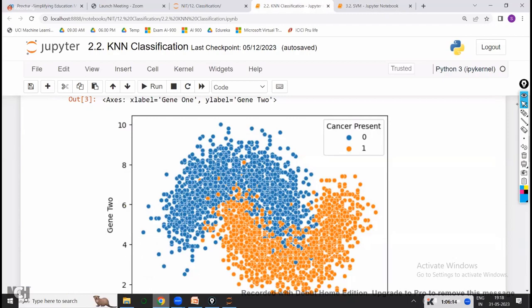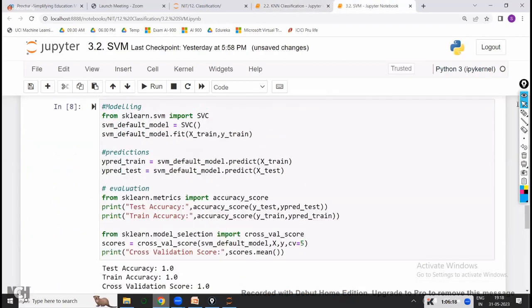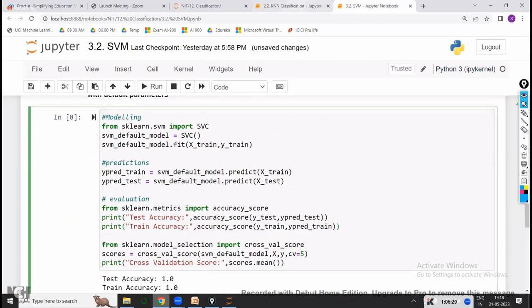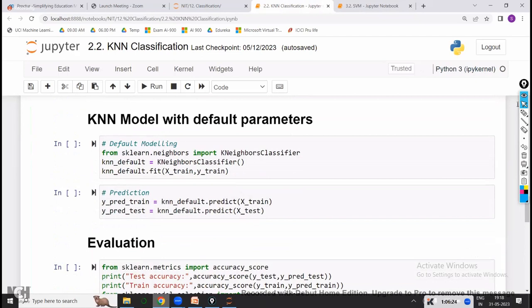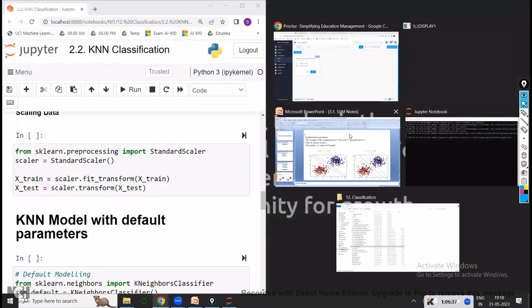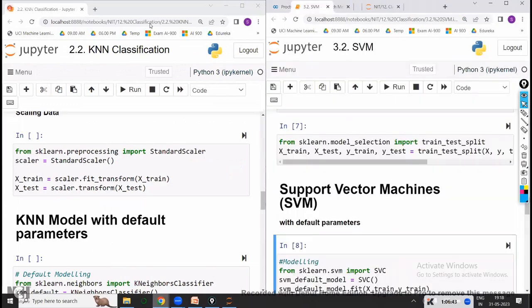In SVM, you have completed the coding as simple as in 2 minutes. Just observe here. Once the training is complete, from the KNN model, just tell me what we have done in the KNN model with default parameters. First, default modeling, 3 lines of code. Let me keep both of them side by side. Data pre-processing is common. I'm not going to change the data pre-processing.